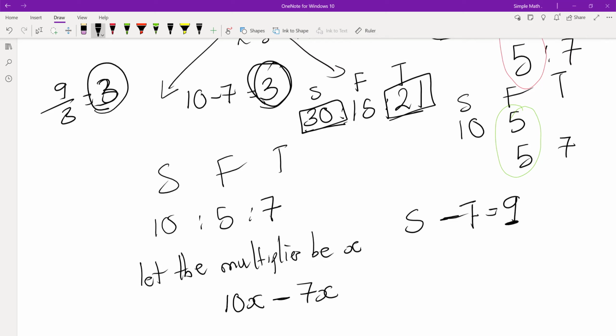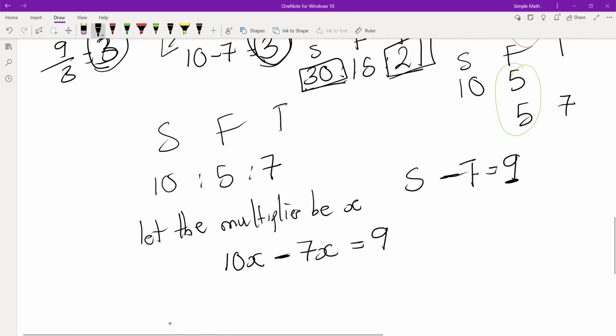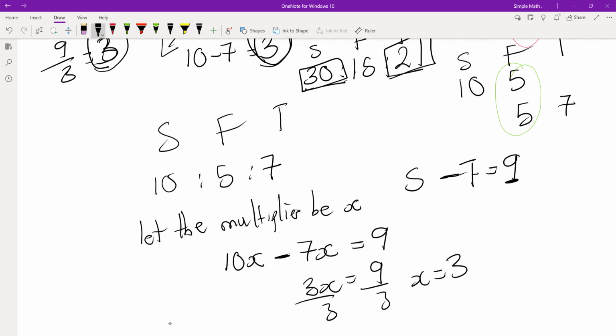And then if we subtract these two, it gives us 9. All right. So we can now say 10X minus 7X is equal to 9. 10X minus 7X is 3X, which is equal to 9. Divide both sides by 3. X is 3. So it means our multiplier is 3, and then we can multiply each of the ratios by 3 and get the actual amount. It's still the same thing as what I just did, but you can actually write out the process.